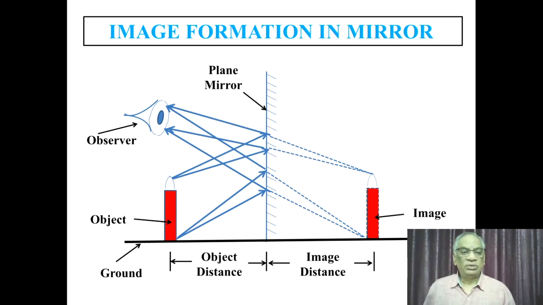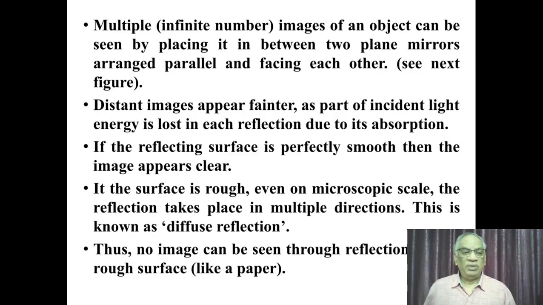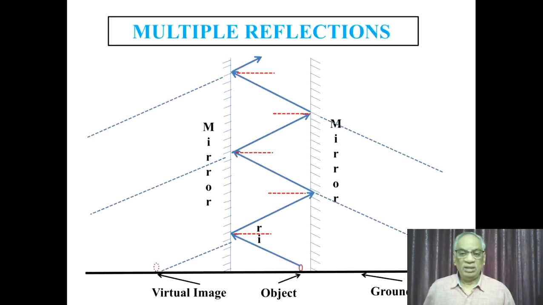Now, it is possible to see multiple images of an object if you place two plane mirrors parallel and facing each other, with the object placed in between them. Now we have seen image formation with only one mirror. If we keep one more mirror on the other side of the candle facing the first mirror, then you can see multiple images. Any number of images can be seen.